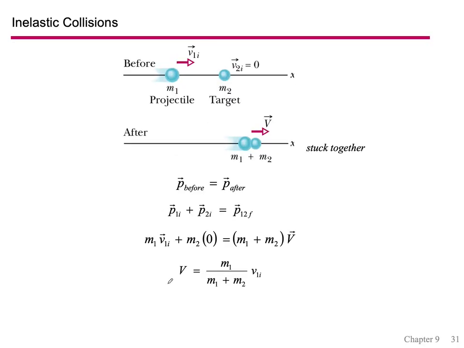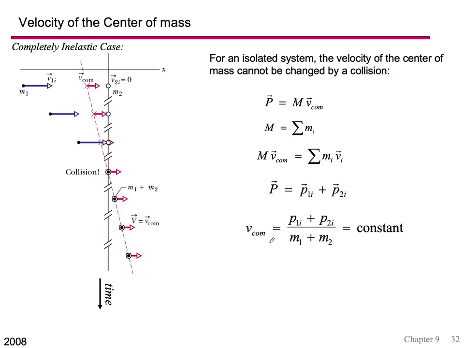Inelastic collisions, let me use this diagram because it's a little bit better. In this case, inelastic collisions, remember, they stick together. In the special case where the second object is at rest initially and they stick together, you can very quickly do the momentum conservation, and you'll discover that the final velocity is just going to be a ratio of the mass of the original object divided by the total mass times the initial velocity. It's just a simple fraction.